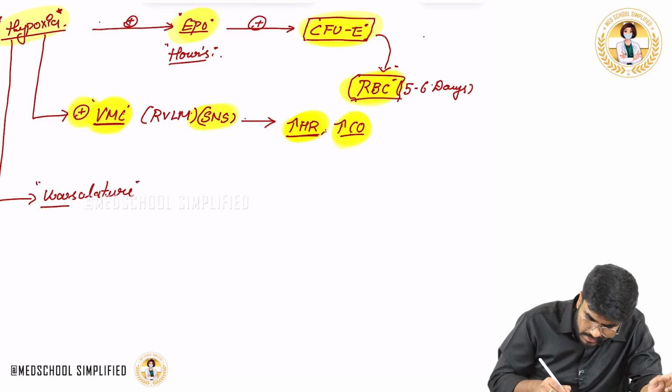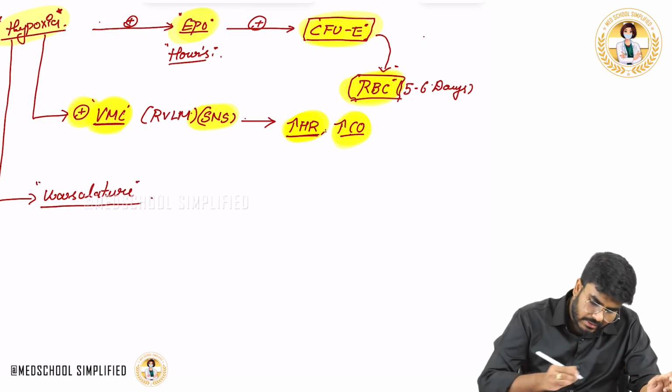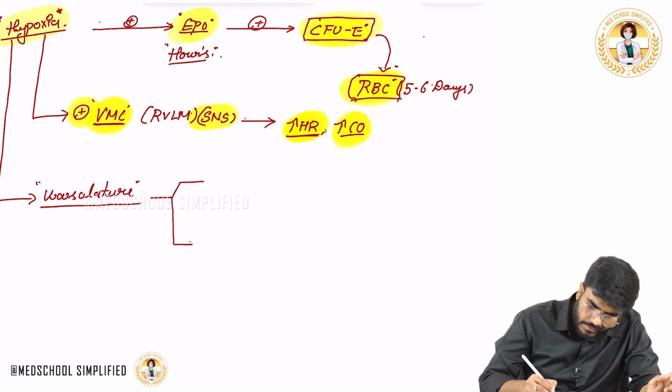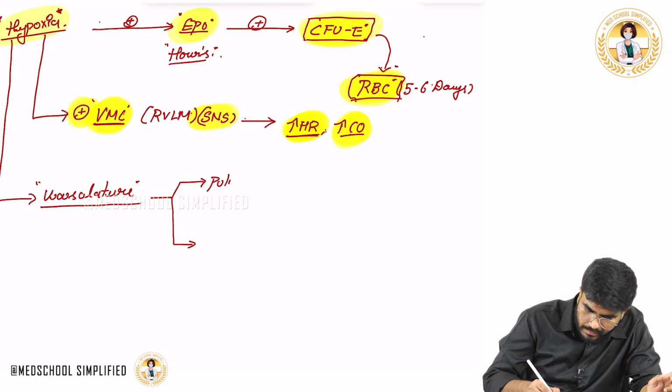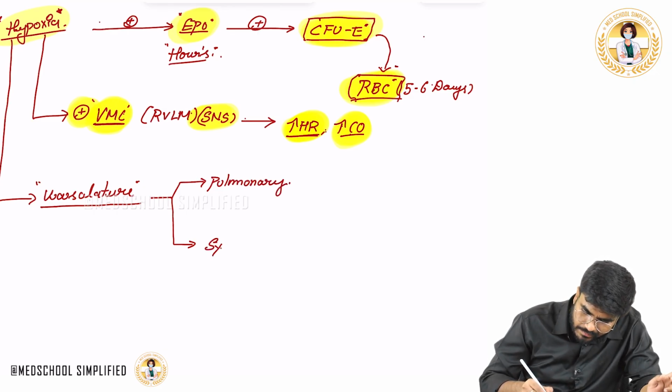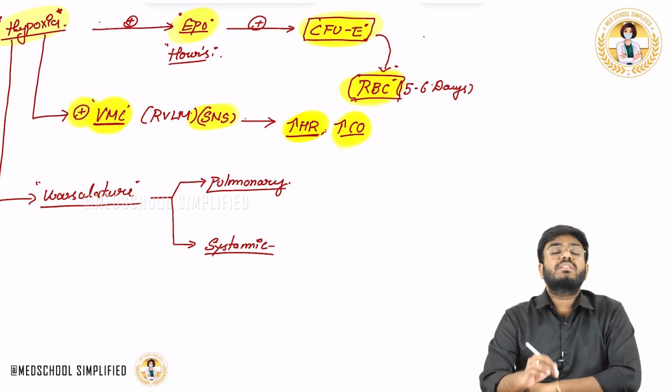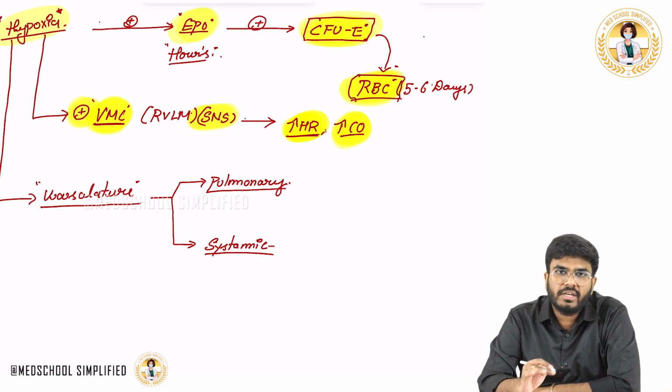Effect of hypoxia on the vasculature. Guys, look, there are actually two types of vasculature in your body: pulmonary vasculature and systemic vasculature. Systemic blood vessels as well as the pulmonary blood vessels respond differently.